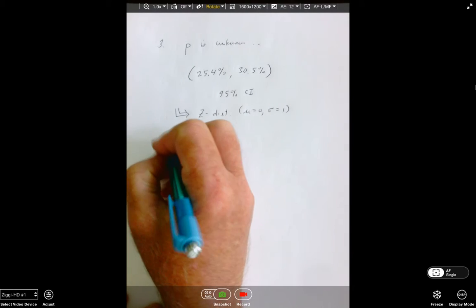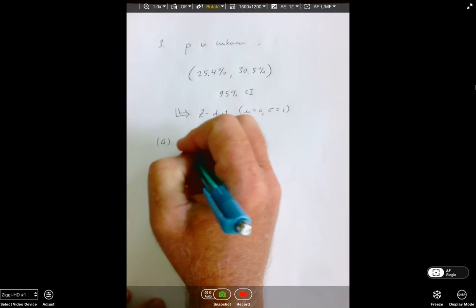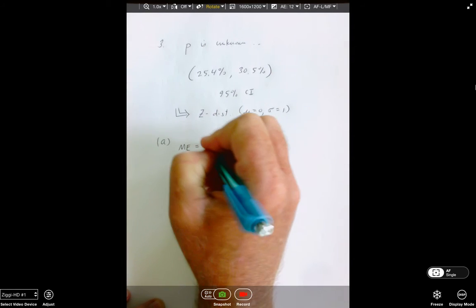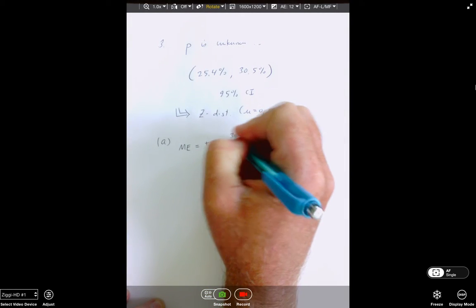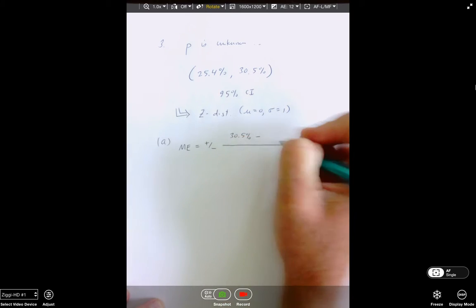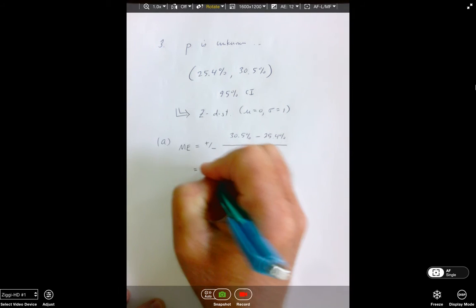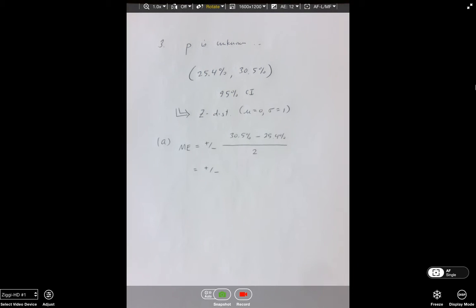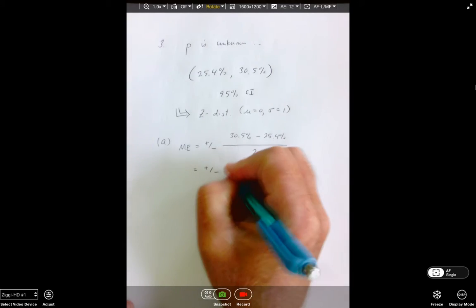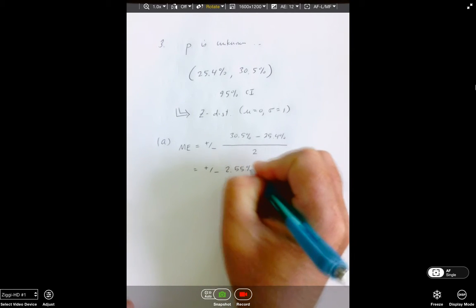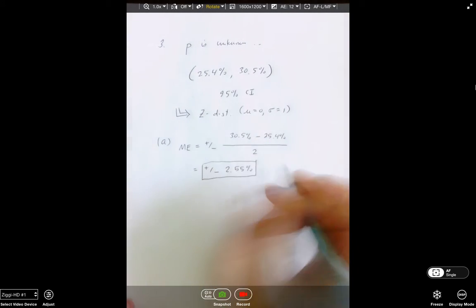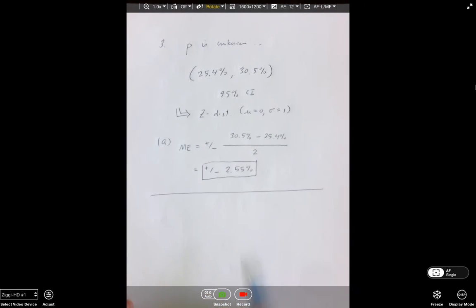First of all, what's the margin of error? Guys, you should be really good at this by now. The margin of error is just plus or minus the big number minus the small number divided by 2. So I can do that in my head. I don't know if you can or not. Just to confirm, yeah, okay. So plus or minus 2.55%.